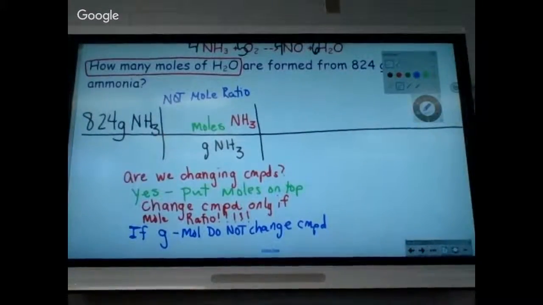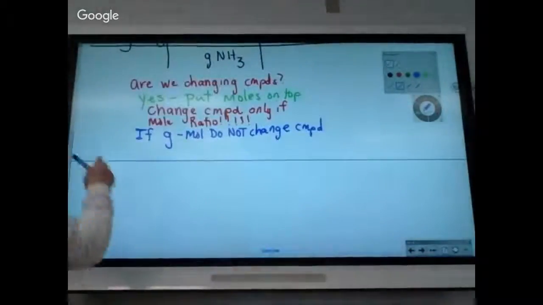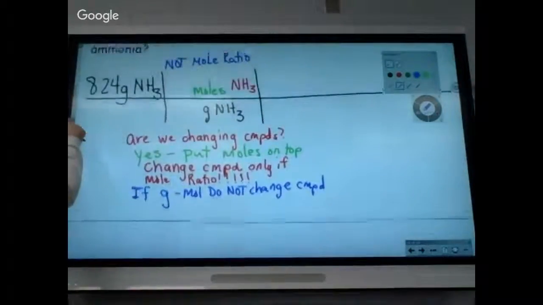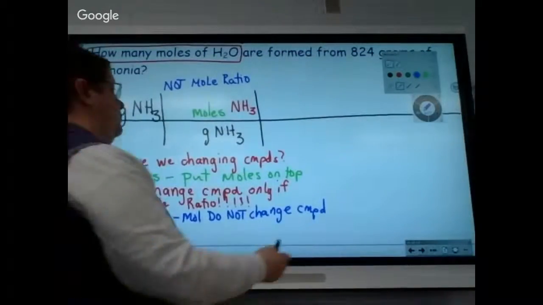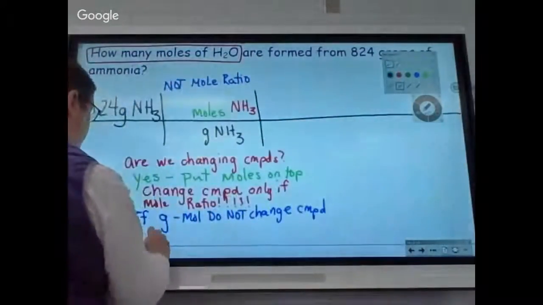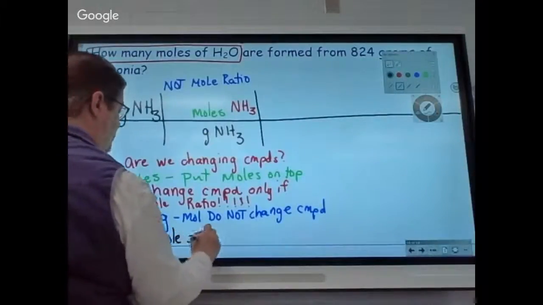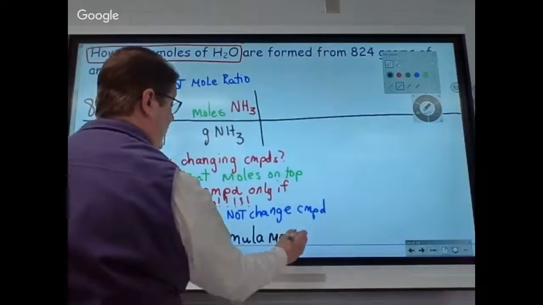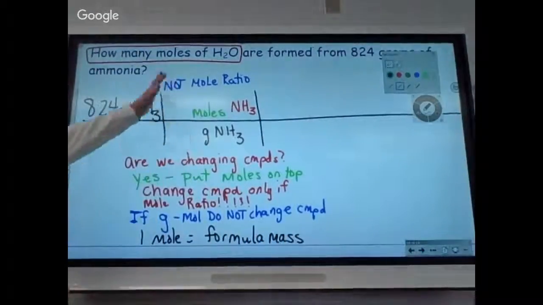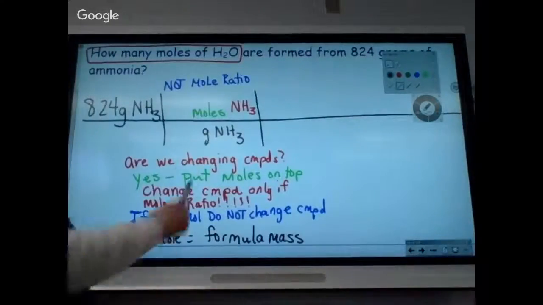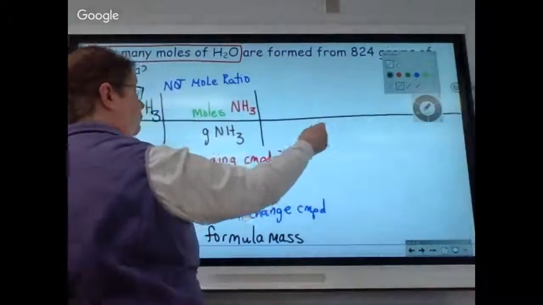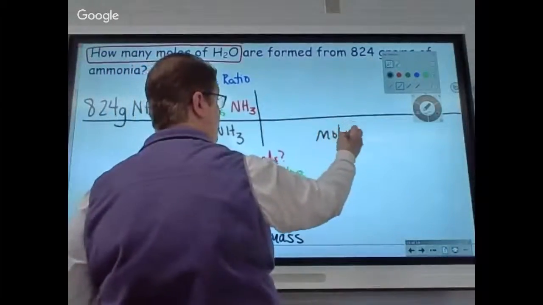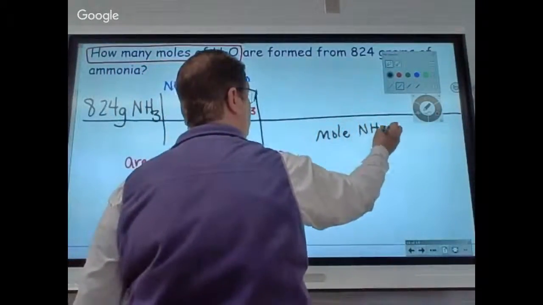Since that's not a mole ratio, how are we going to fill the numbers in that section? That's right. We're going to use the 1 mole equals the formula mass. That's how we're going to do that section. So we're going to come back and fill that in. Now, what does that mean happens over here? We put moles of what? NH3 on the bottom, so it'll cancel.